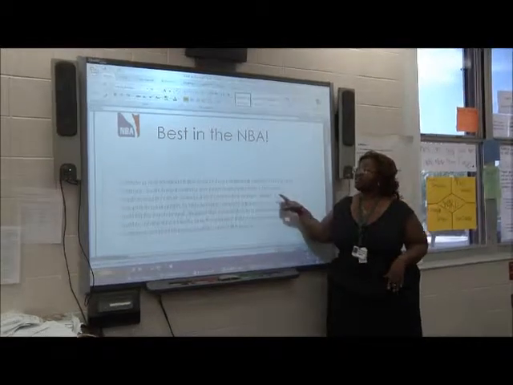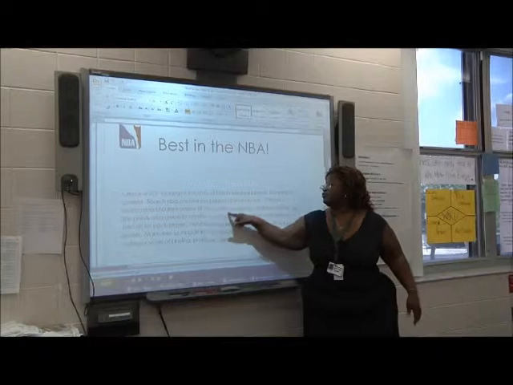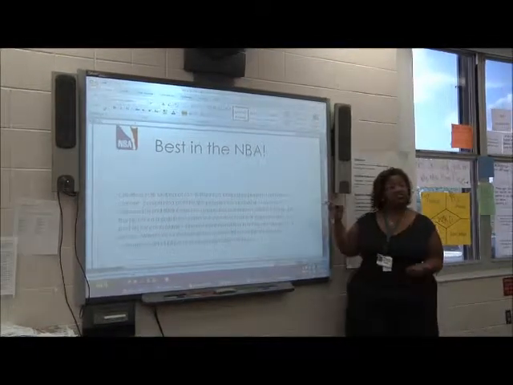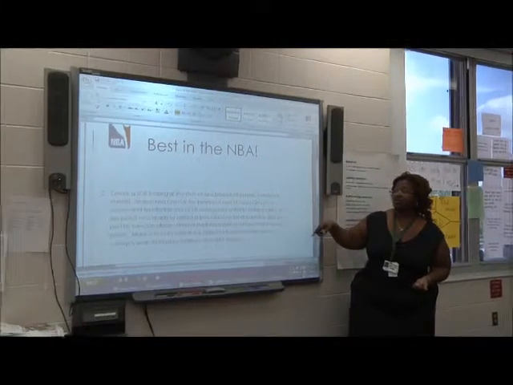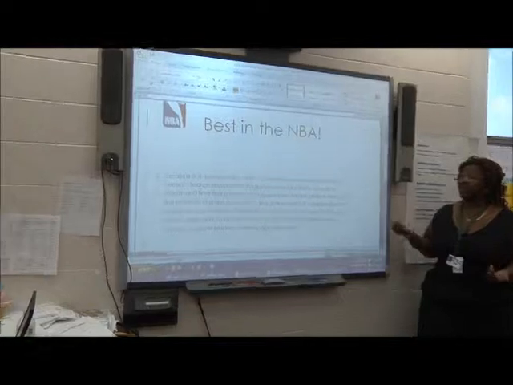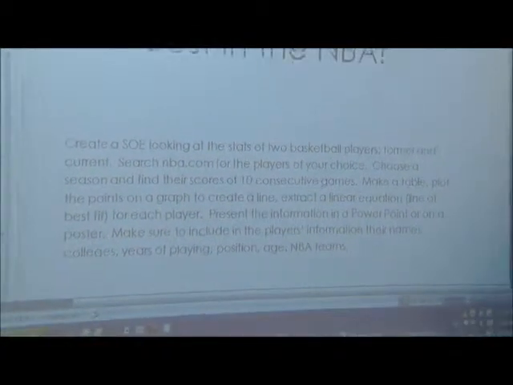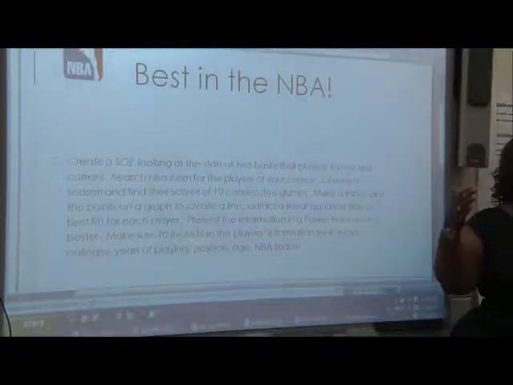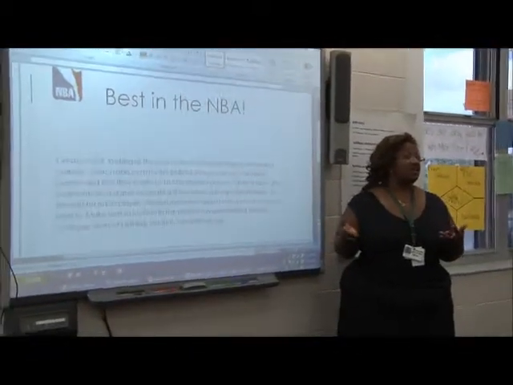You look at the stats of the scores of 10 consecutive games, and then you plot them. They have to make a table. They have to plot the points on a graph. They have to create a line, extract the linear equation, the line of best fit, for each of the players on the same graph. This is going to show you who is really best, who was best, Kobe or Jordan. If you compare them, then you can really see.